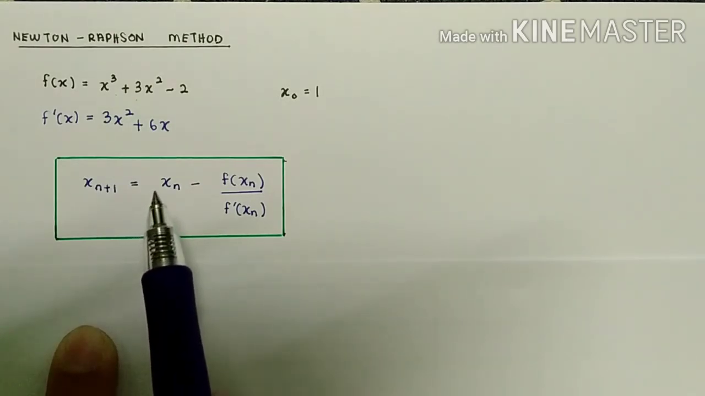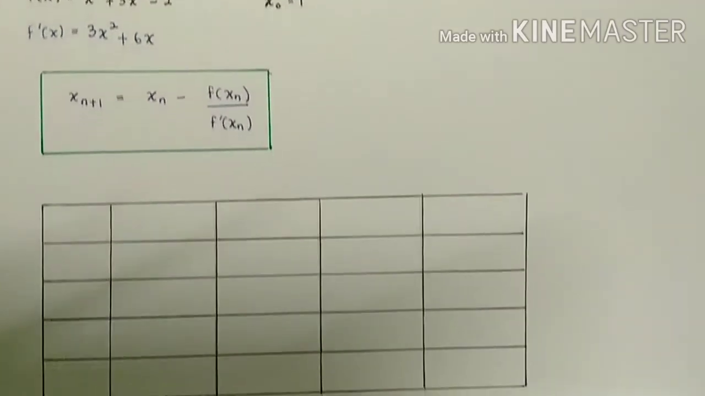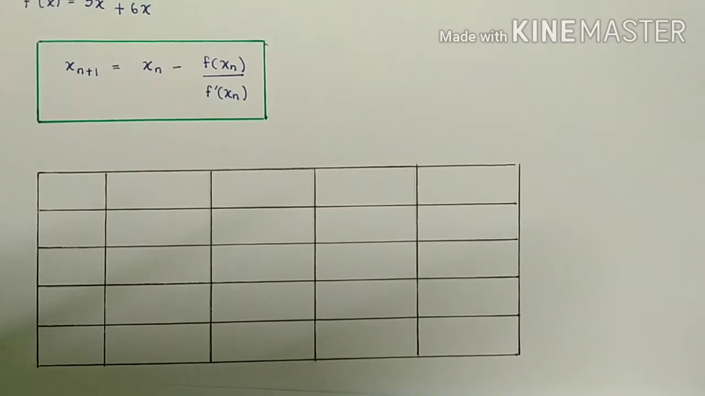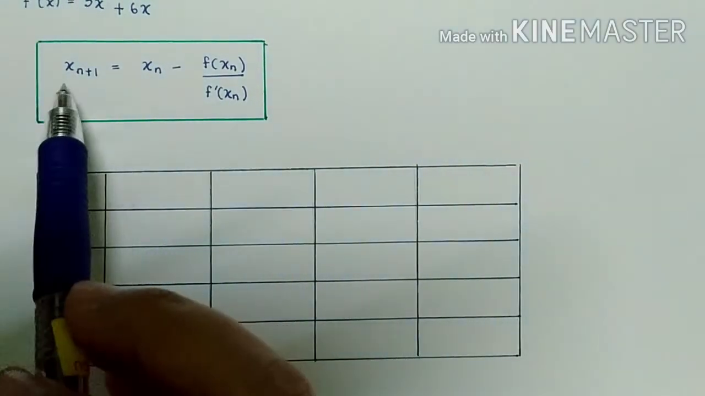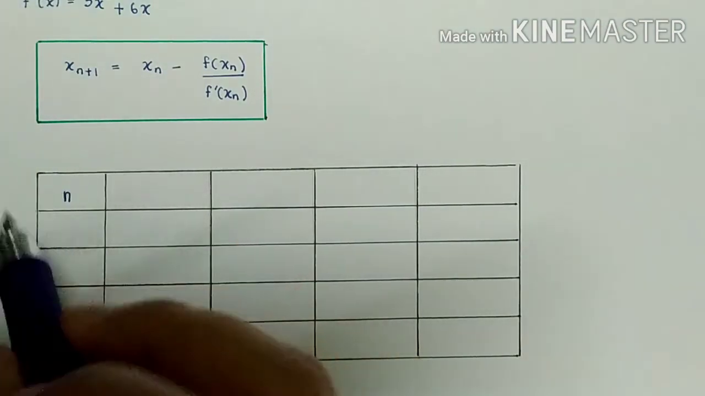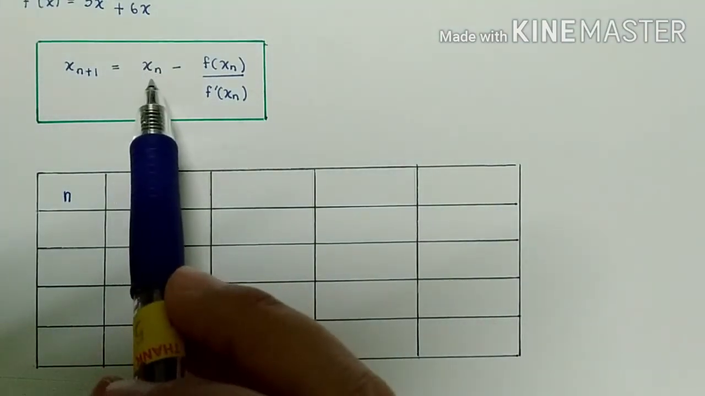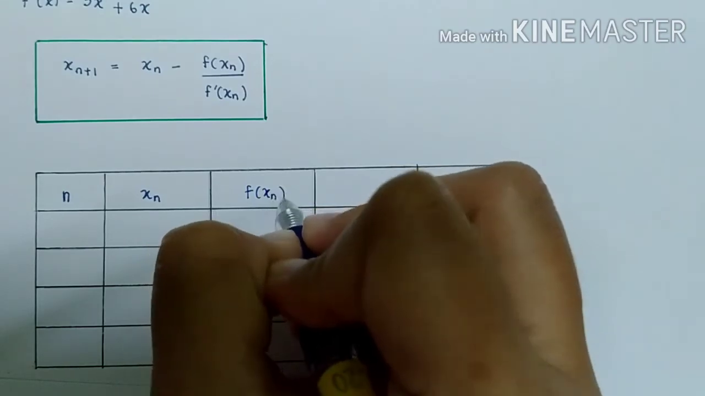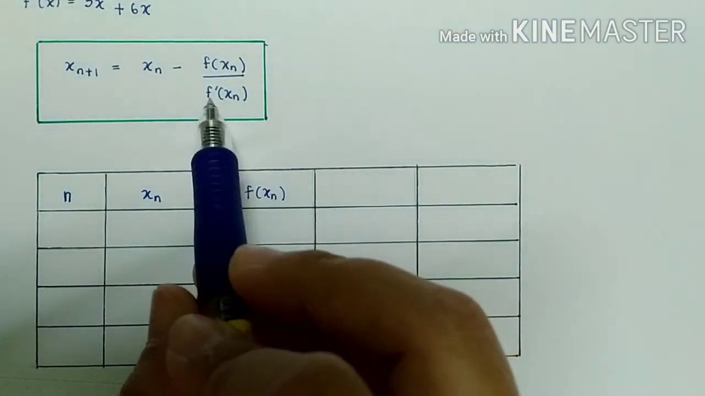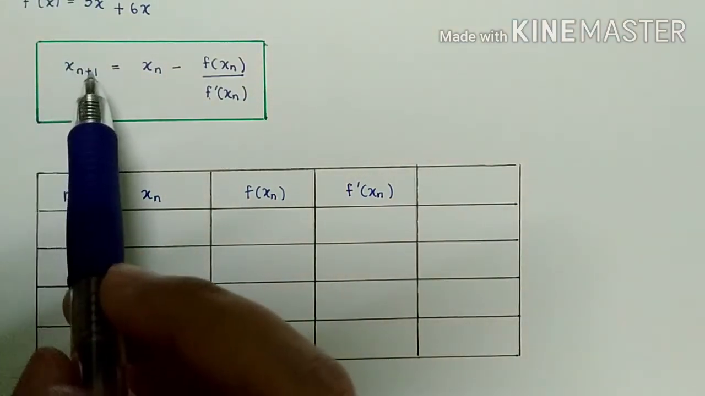To solve this question by using Newton-Raphson method, it is easiest for us to calculate the values in a table. For the first column in our table, we write n, because we have x(n+1) and x(n). So I write n and then x(n), because from the formula we must have x(n) and then minus f(x(n)), and then divided by f prime x(n). So f prime x(n), and for the last column is our x(n+1).